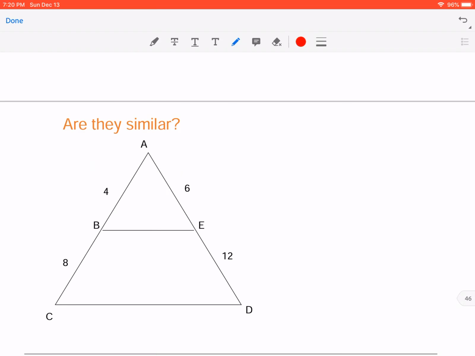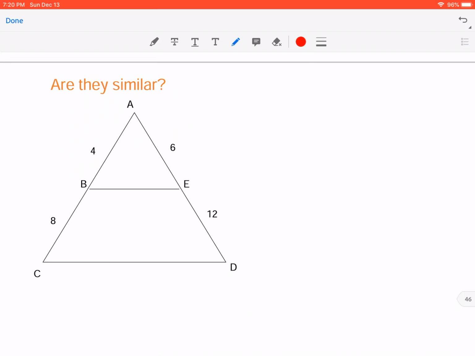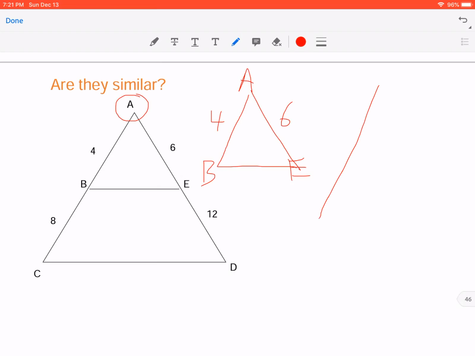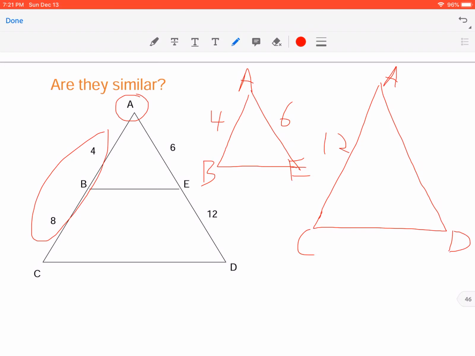All right? Okay, so it looks like we got another triangle sitting inside of another triangle. But when I pull them apart, they both should share angle A. So I'm going to take this little triangle, which was a 4 here and a 6 here, but angle A was the top part of it. All right, you can put B and E if you want to. You don't really have to. Then I got the bigger triangle, but it had angle A at the top, C at the bottom, and D at the bottom. But remember, A to C was 8 plus 4, which was 12. A to D was 6 plus 12, which was 18.